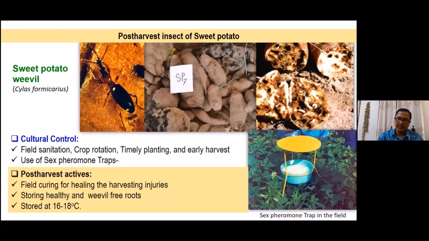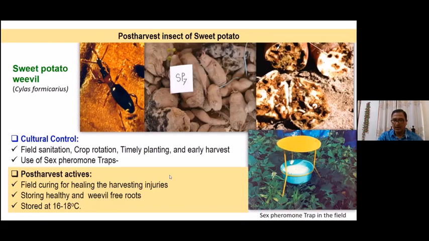So we can try to use this pheromone trap for controlling the adults in the field. That will help in the storage. Post-harvest activities are another point. After harvesting, since it is a root crop, some injury obviously happens to the produce at harvest time. So we need to cure the produce in the field, which will heal the injured areas. And we have to sort out the healthy and infected tubers, roots. If we can sort properly, that will help to keep away the weevil attack.